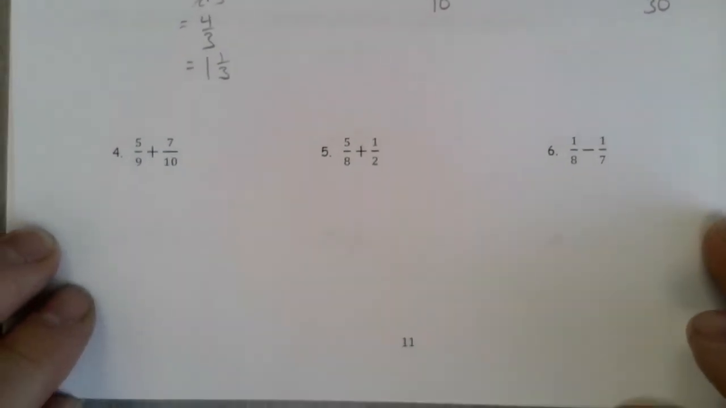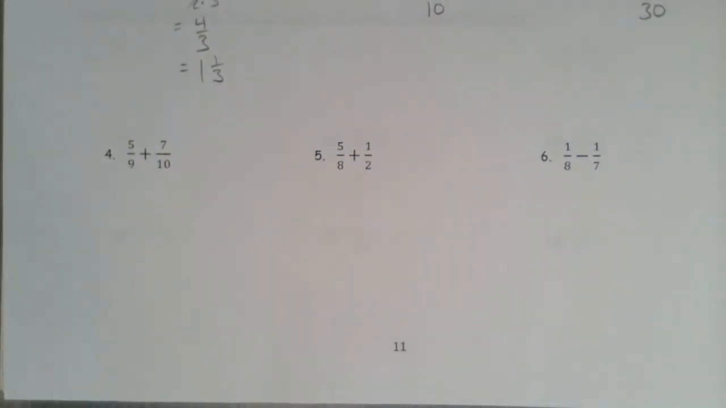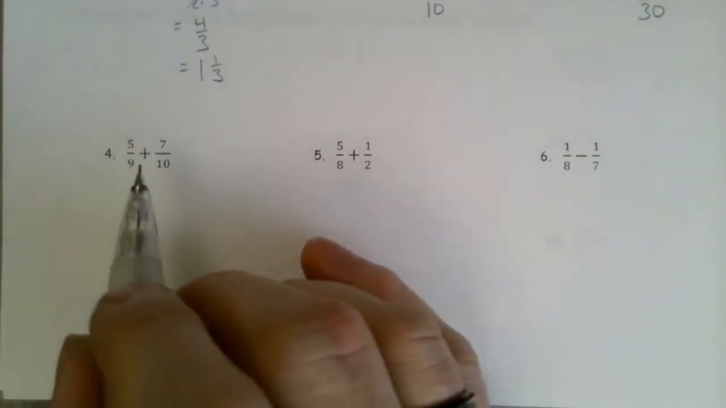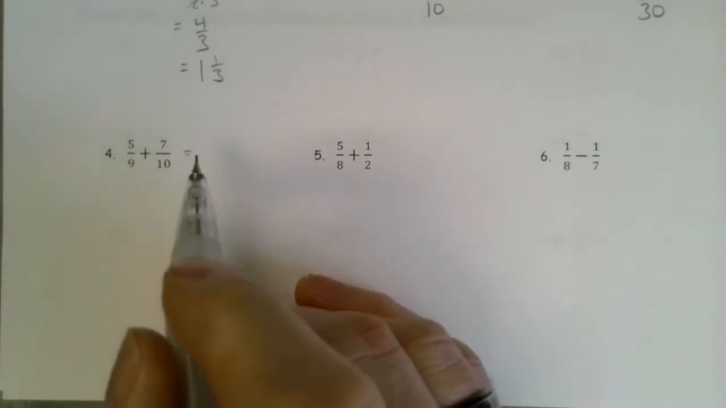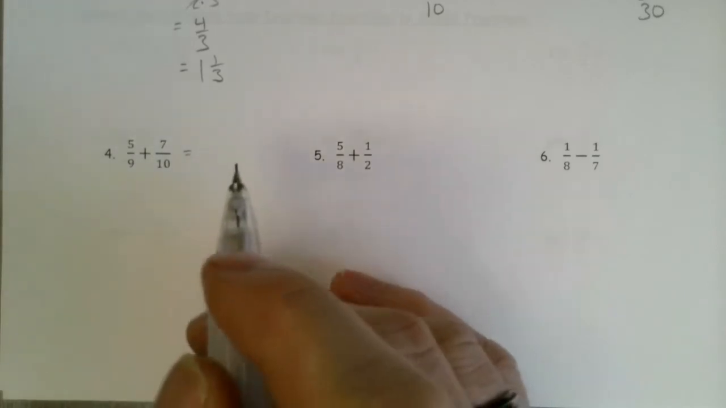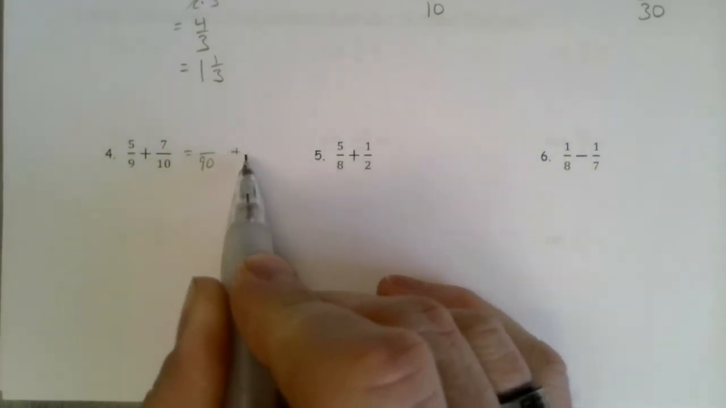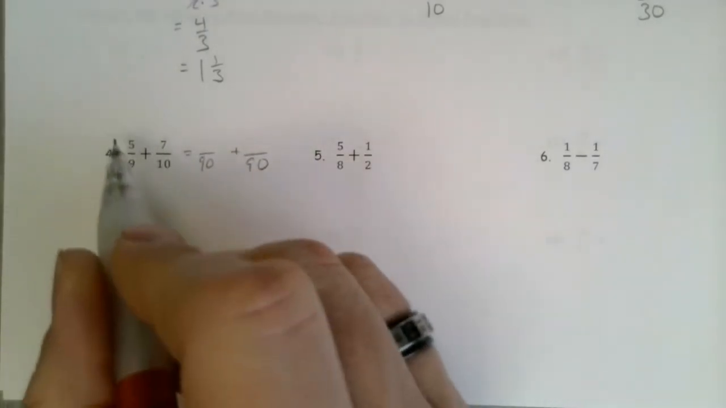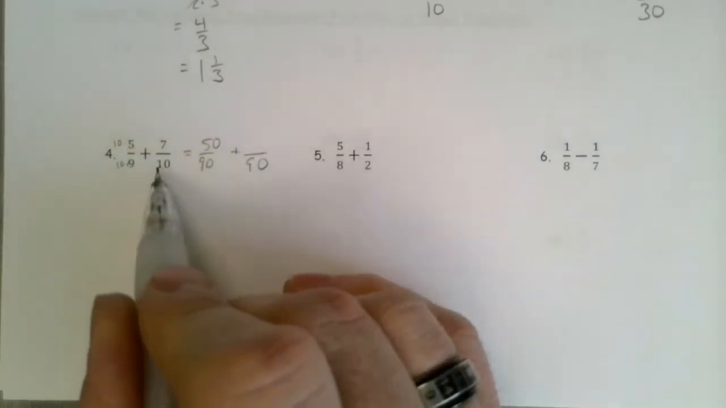Down here, 5/9 plus 7/10. Now, it's probably not going to take you long to realize that one of the things I can do here is simply multiply the two denominators together. And in this case, that is what you're going to end up doing here. The denominator is going to become 90ths, which means over here I had to multiply numerator and denominator by 10. So it's going to be 50 90ths.